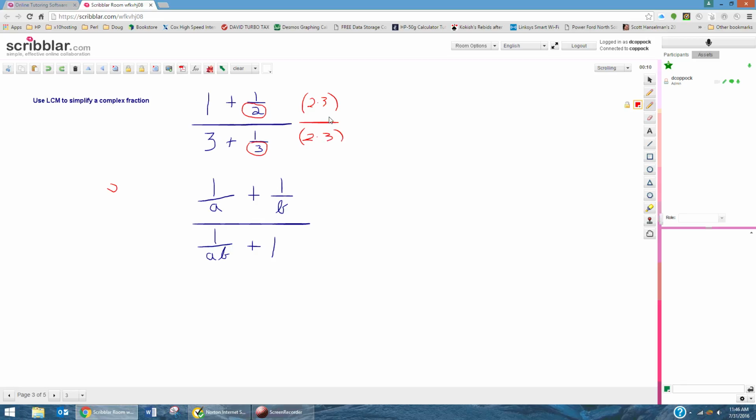Now, the reason I'm allowed to do that is because I'm multiplying by the number 1. 6 over 6 is 1. 1 times any number is the number I started with. But when I multiply this 6 times the numerator, I have to multiply it times both terms of the numerator, and similarly for the denominator.